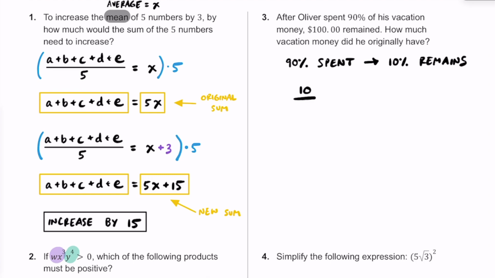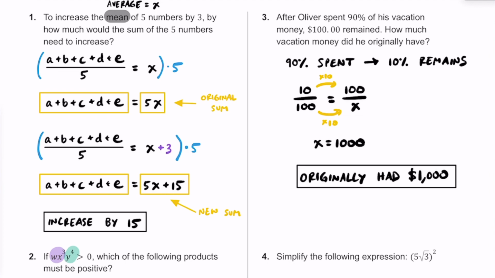We know 10% means 10 out of 100 as a ratio per 100, and that 10% that remains is $100 out of the total. We don't know the total just yet, but we can go ahead and set up this proportion. If we use equivalent ratios, we can see that 10 multiplied by 10 is 100. So then 100 multiplied by 10 must be equal to x. 100 times 10 does equal 1,000, so we can say that x is equal to 1,000. Therefore, we know that Oliver originally had $1,000 before he spent 90% of his vacation money.